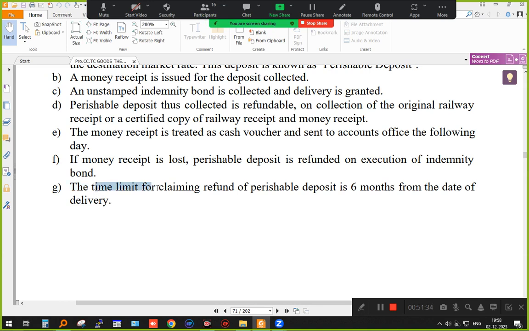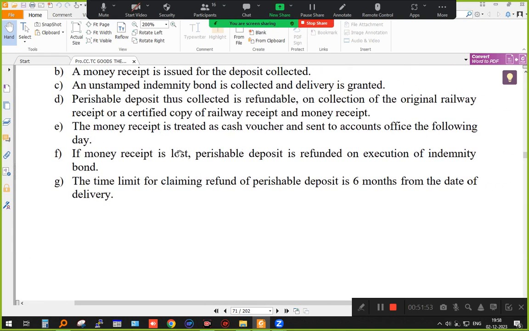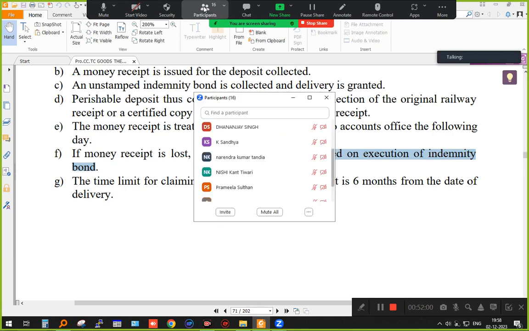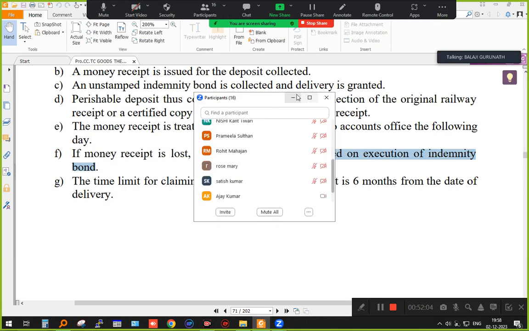The time limit for claiming refund of perishable deposit is 6 months from the date of delivery. That means within 6 months he has to give either the perishable deposit receipt and the original RR or certified copy, or if that original RR or money receipt is not there, then the indemnity note. Is it understood? Any doubt regarding this point?